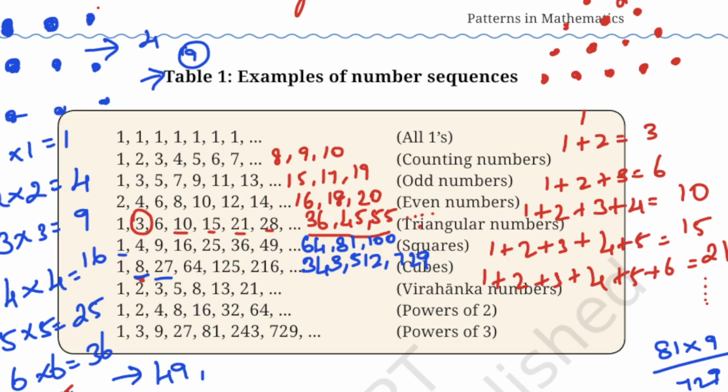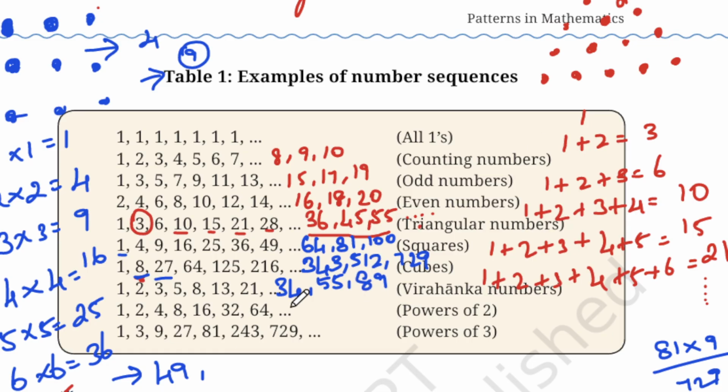Okay, 729. So next one is the Fibonacci number, which means what is the rule? Add the previous 2 numbers. We just need to add the previous 2 numbers. So what is the last digit we have? We have 13 plus 21, which is 34. So the next number is 34. Now again we need to add 34 plus 21, we have 55. So 55 plus 34 is 89.